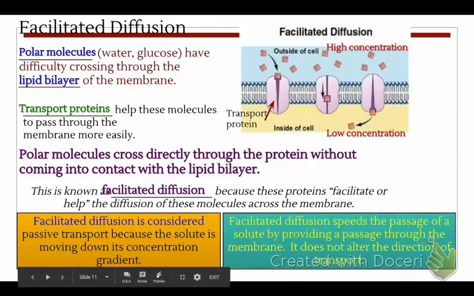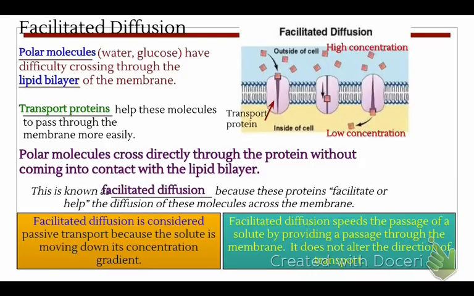And last but not least, facilitated diffusion speeds the passage of solute by providing a passage through the membrane. It does not alter the direction of the transport, okay? That is the most important thing to note, that it does not alter the direction of transport. So you might want to highlight, star, circle that. Very important, okay?